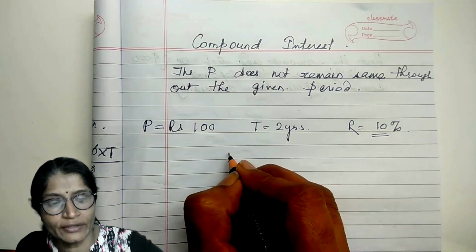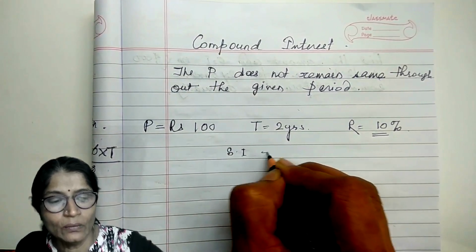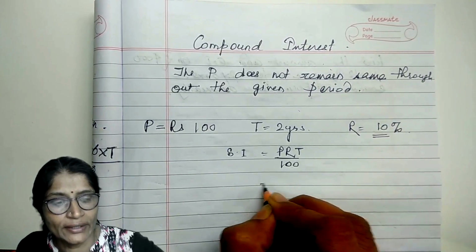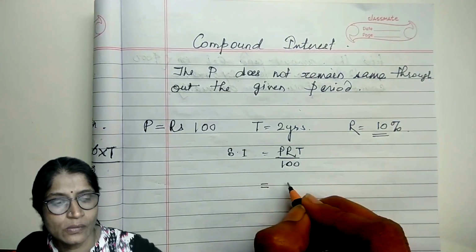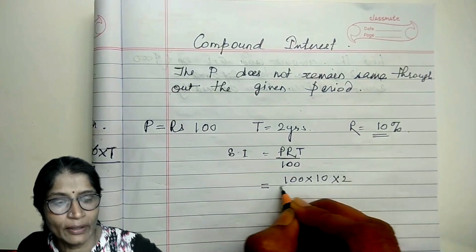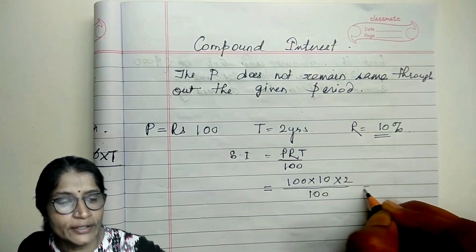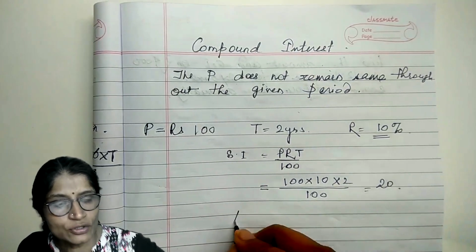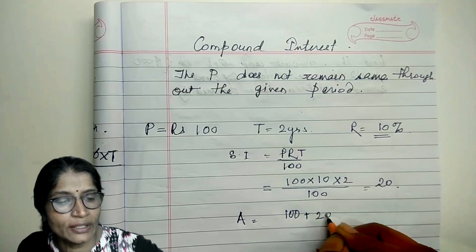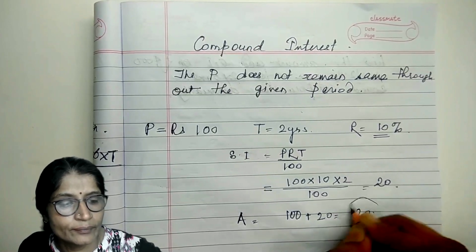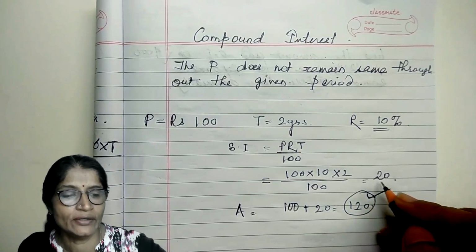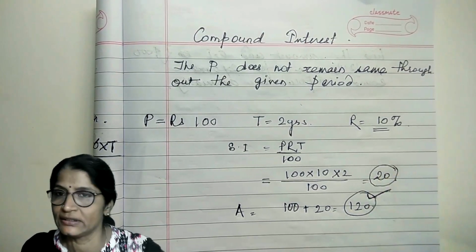So that is 120 I will return him. Or you can calculate it with the formula SI is equal to PRT divided by 100. So that is equal to 100 into 10 into 2 divided by 100. So that is 20. So how much do you have to pay? Amount is rupees 100 plus 20, that is 120. When it is simple interest, then you have to pay 20 rupees as the interest.